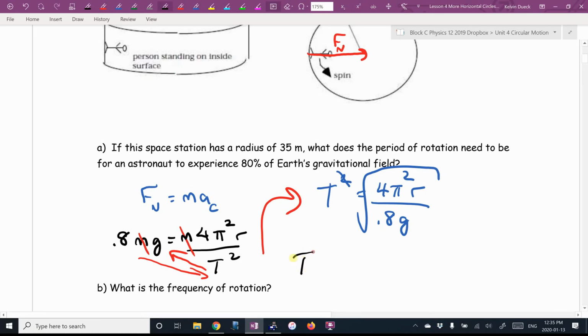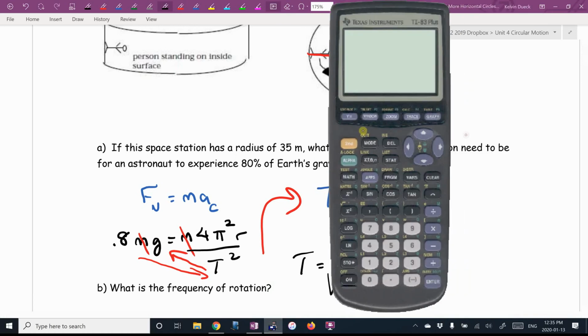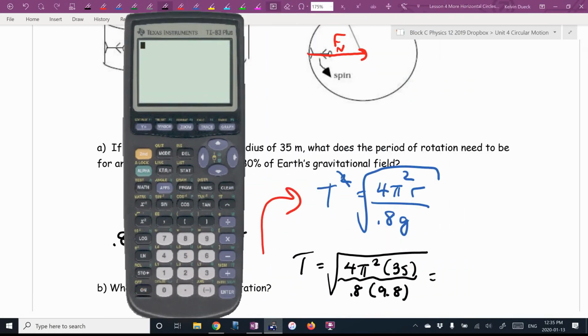Let's plug in our numbers. The period is going to be the square root of 4 pi squared, r is 35, all divided by 0.8 times 9.8. I would strongly encourage all of you to try these ones on your calculator. 4 pi squared r divided by a bracket 0.8 times 9.8, square root answer. You get 13.275, 13.3. Units. It's a time. Yep, capital T just means the time to go around once. It's a special symbol. So 13.3 seconds.